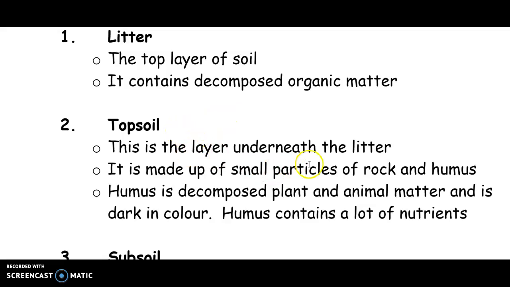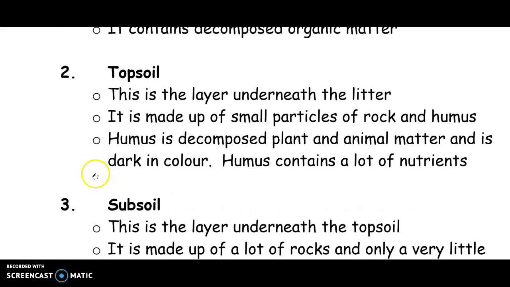So this is under the litter, and this is where you have small particles of rock and humus. Okay, so this is not the chickpea dip that's good to have with like pretzels and cucumber and pita. The term humus is decomposed plant and animal matter, and it gives the soil that's in topsoil its rich dark color. So the darker the topsoil, usually the more rich in nutrients that soil happens to be. So this is why when you do want to plant a garden, you want to make sure you have nice rich topsoil when you are especially first planting your garden.